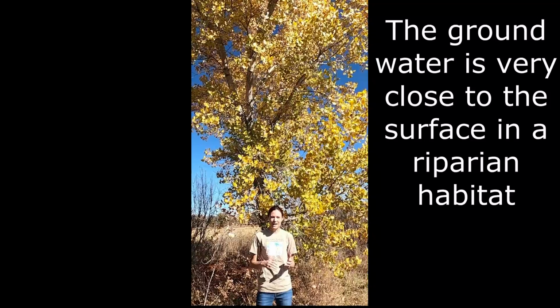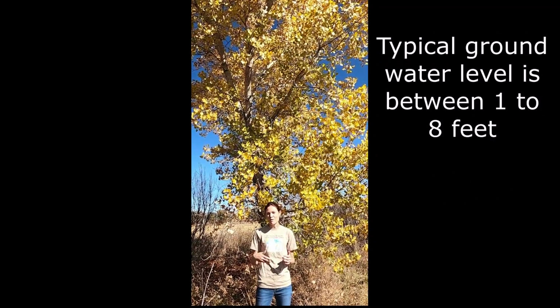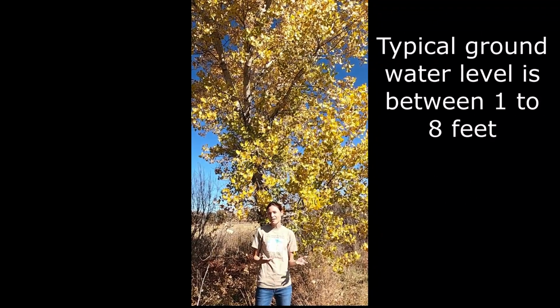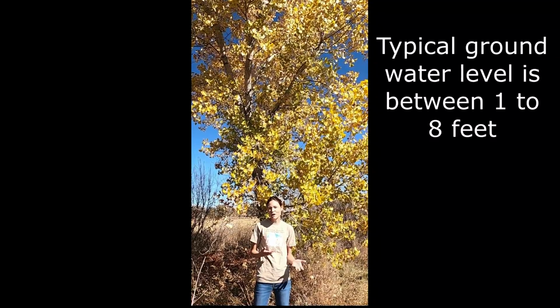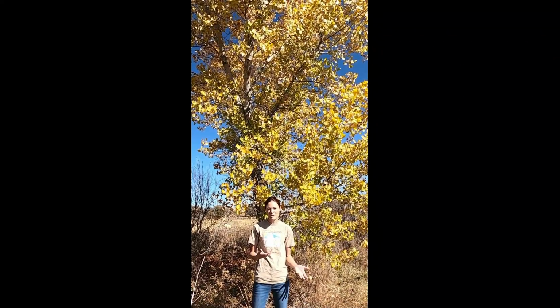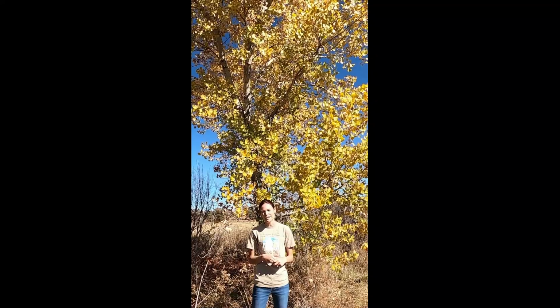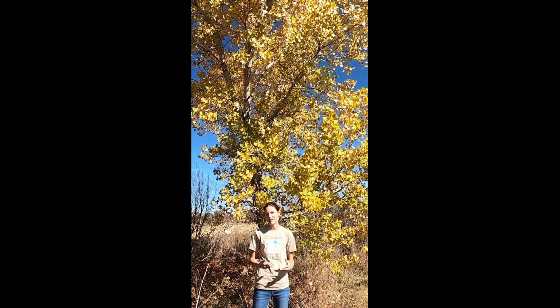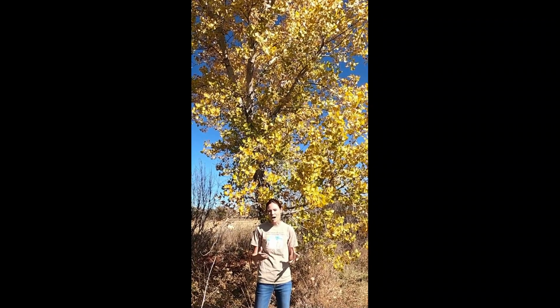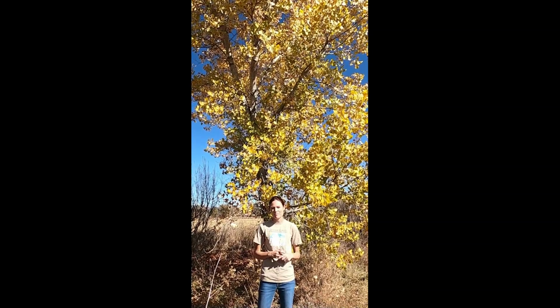The riparian habitat has groundwater that's only about 1 foot all the way up to maybe 8 or 9 feet. And anything lower than that, you're going to get in an upland habitat, and you'll have different plants and animals. So we need a water source to have a riparian habitat.